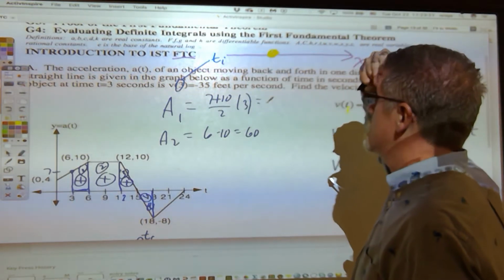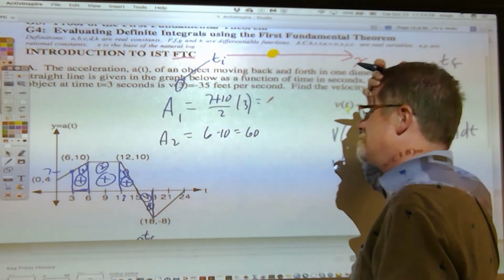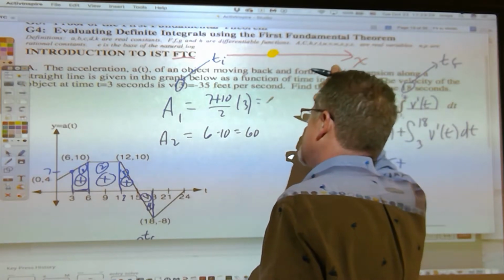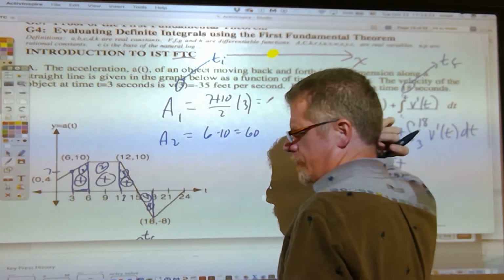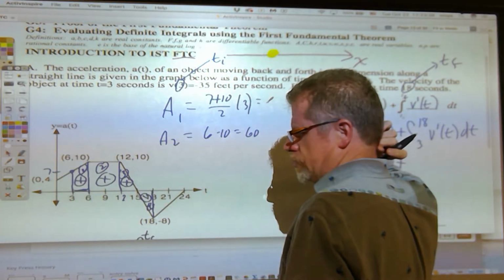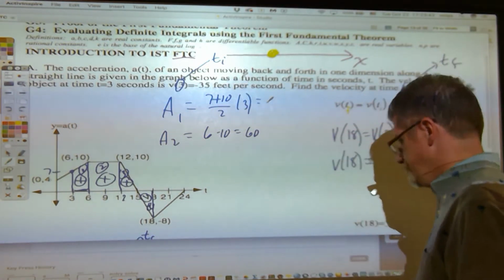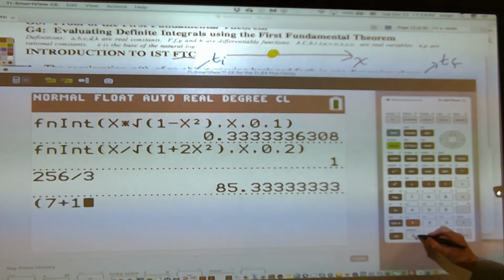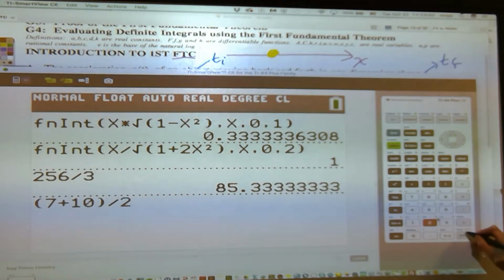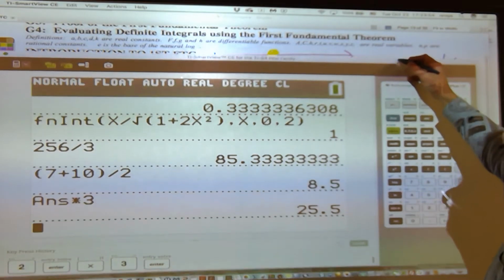By the way, what is this? 17 over 2 times 3. Are you kidding me? 17 halves times 3. So that's 51 over 2, or 25.5. I mean, yeah, so it's 25.5.